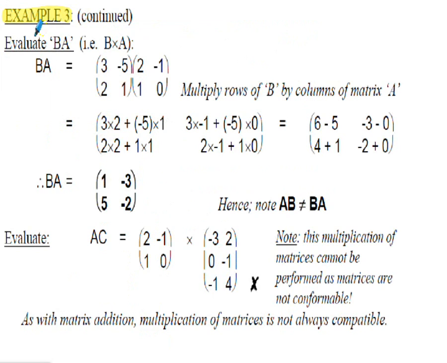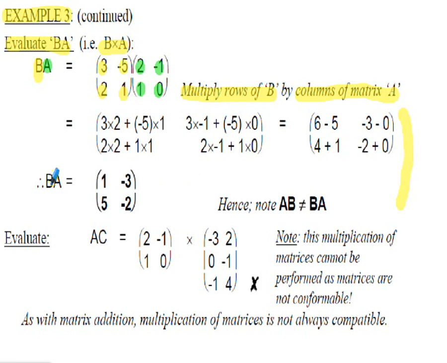Example 3 continued. We're now asked to evaluate BA, that's matrix B multiplied by A. So this time B is the first matrix shown here with the 4 elements, and we're multiplying that by matrix A shown here with its 4 elements. The process is now identical to that shown on the previous slide, just that we're multiplying rows in matrix B by columns in matrix A this time. I'll let you work through the arithmetic.